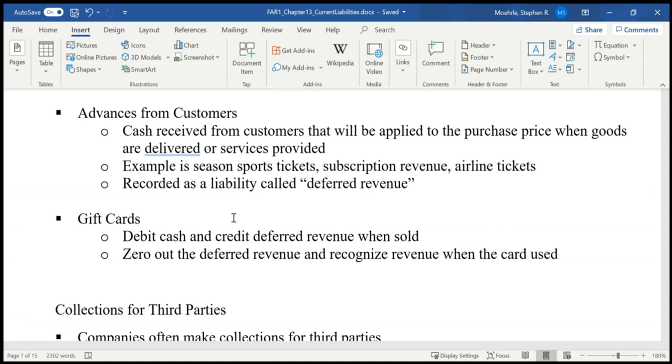Subscription revenue: you subscribe to a podcast service, a streaming service or a magazine, and then as they provide you with the content, they can recognize as revenue the cash you've already paid to them. Same thing with airline tickets. We have to buy those up front, but they only record it as revenue when the flight has taken place and they have successfully delivered you to your destination.